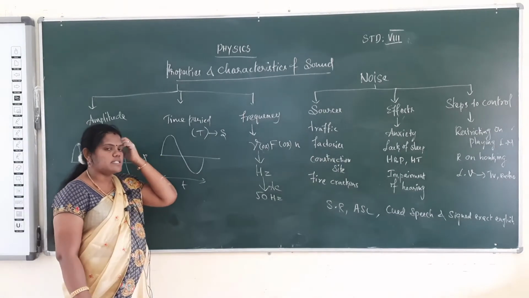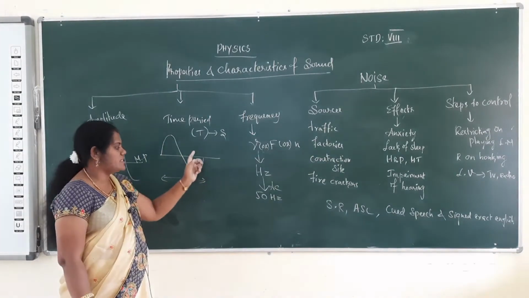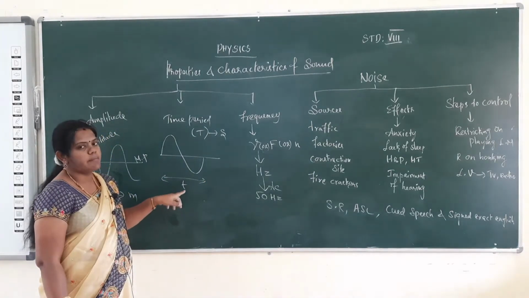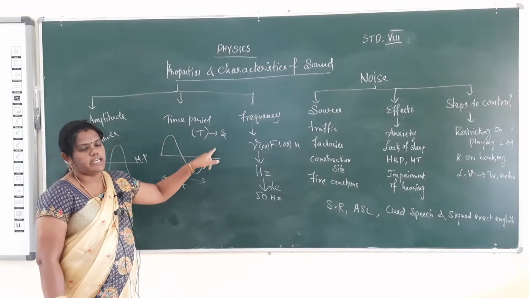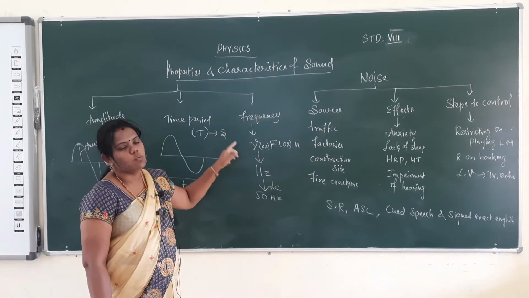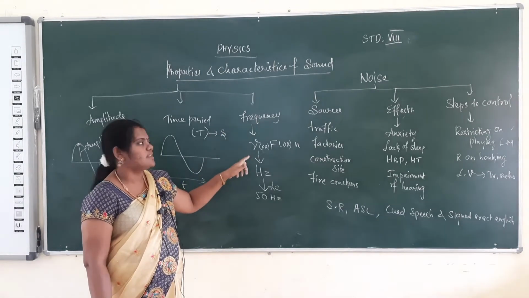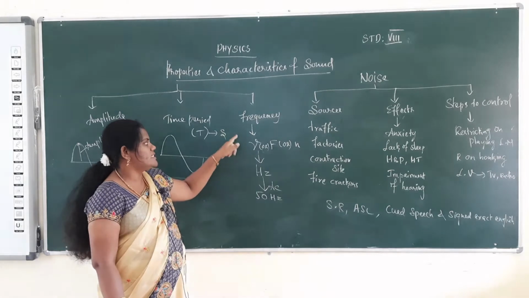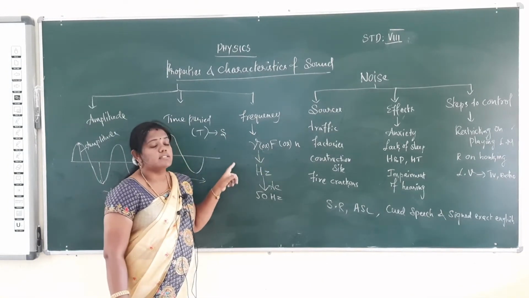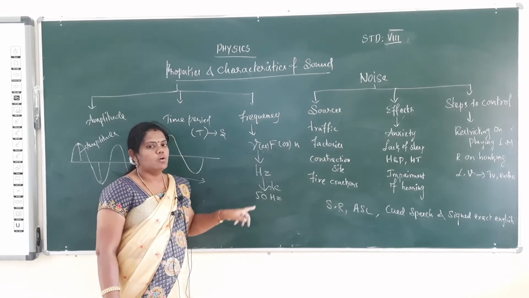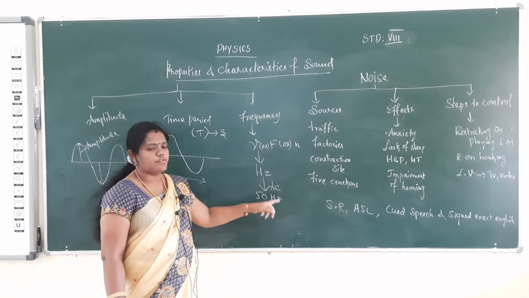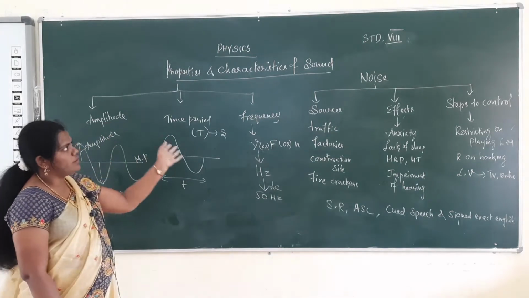Time period is the time taken to complete one vibration. The symbol is T and the unit is second. Frequency is the number of vibrations produced in 1 second. The symbol is nu, F or N, and the unit is hertz. Our home supply AC current has 50 hertz frequency. That covers frequency of sound.